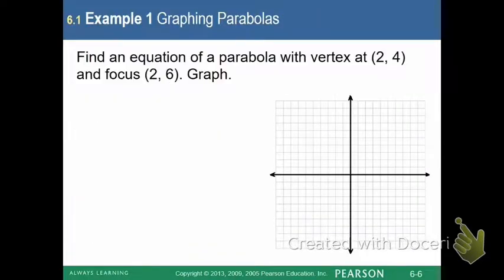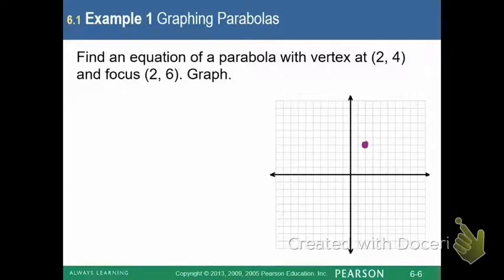So let's do a couple more practice problems here. Find an equation of a parabola with vertex at (2, 4) and focus at (2, 6). Graph it, and we also want the equation, right? So again, I'm always going to start by graphing it. Anytime I can plot things, that helps make it easier to come up with the equation as well. So the vertex is at (2, 4), so I can plot that.